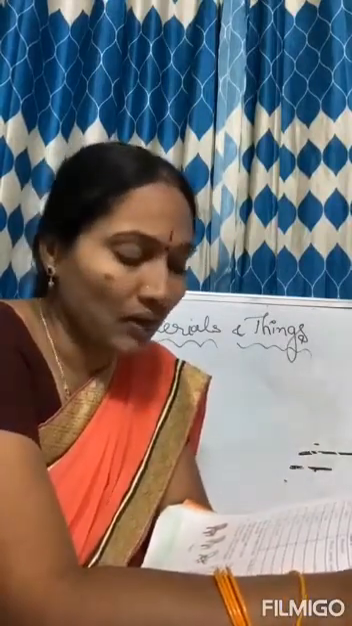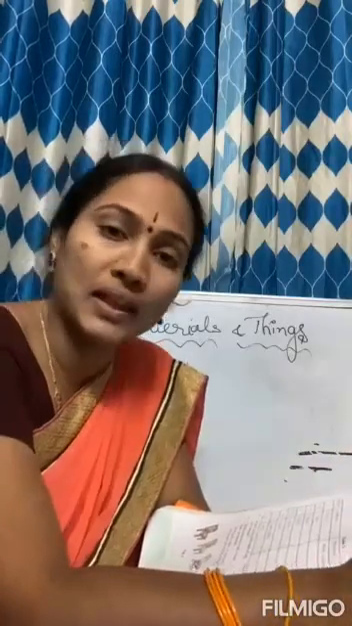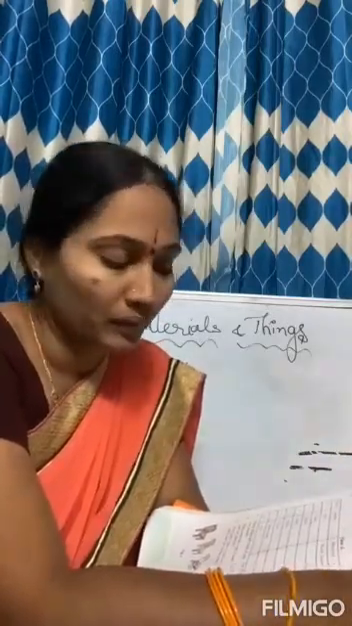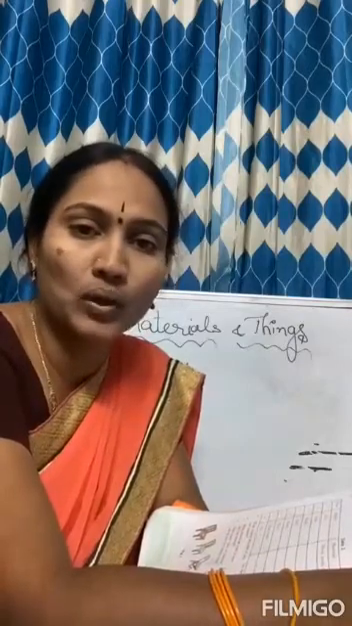Now coming to the second one, towel. Towels are made with fabric, cloth, but it may be silk, it may be cotton, it may be linen, it may be wool. So in this way, different types of fabrics are used in preparing towel.